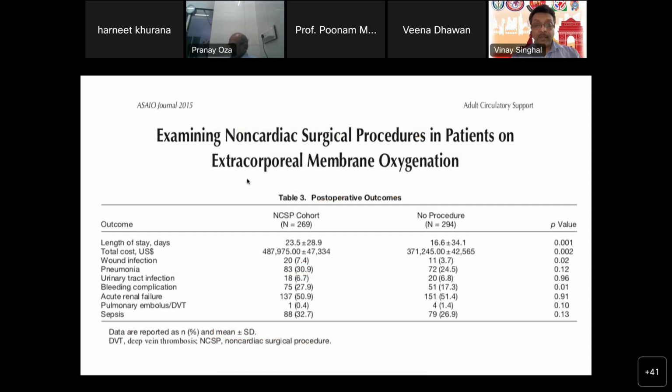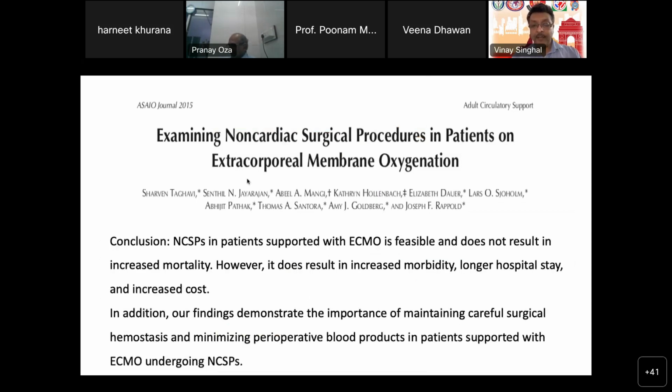So definitely there is an increased length of stay. And next, please. Next slide, please. The high risk of infection, higher antibiotic use, and longer stay are all seen again in this trial, which was published in 2015 also. Surgical procedures in patients supported with ECMO are feasible, and for non-cardiac surgical procedures they don't increase the mortality. However, it does result in increased morbidity, longer hospital stay, and increased cost. Next slide, please.